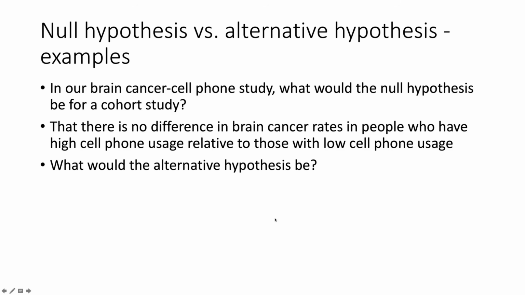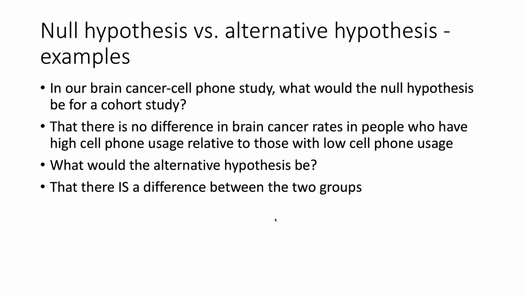Aparna, in our cell phone example, what would the alternative hypothesis be for a cohort study? That means that there's some difference between the rate of brain cancer development in people who use cell phones versus the people who don't use cell phones. Perfect, exactly.